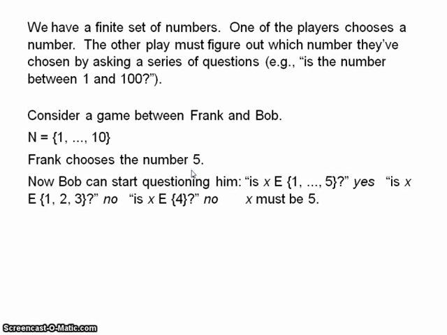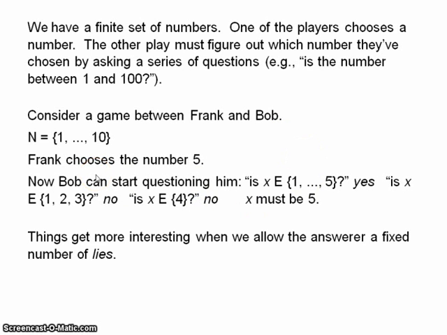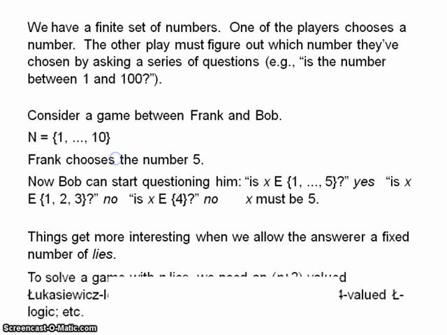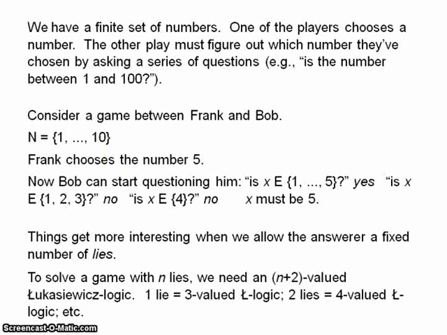Things get a bit more interesting when we allow the answerer to lie. Now, provided both parties know the number of lies, it turns out that we can also give a decision procedure for these games, and we can provide a geometrical model of this procedure. Essentially, to solve a game with n lies, we need an n plus 2 valued Łukasiewicz logic. So 1 lie means we have a 3 valued Łukasiewicz logic, 2 lies is a 4 valued Łukasiewicz logic, and so on. And how this works will become clear as I explain a game.